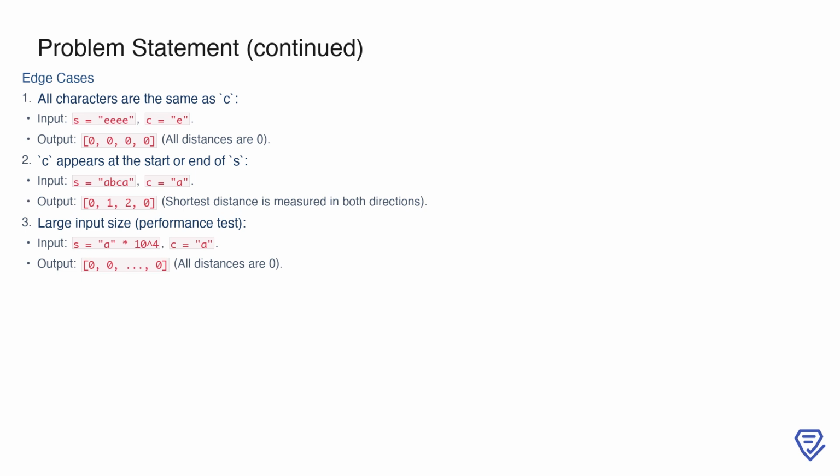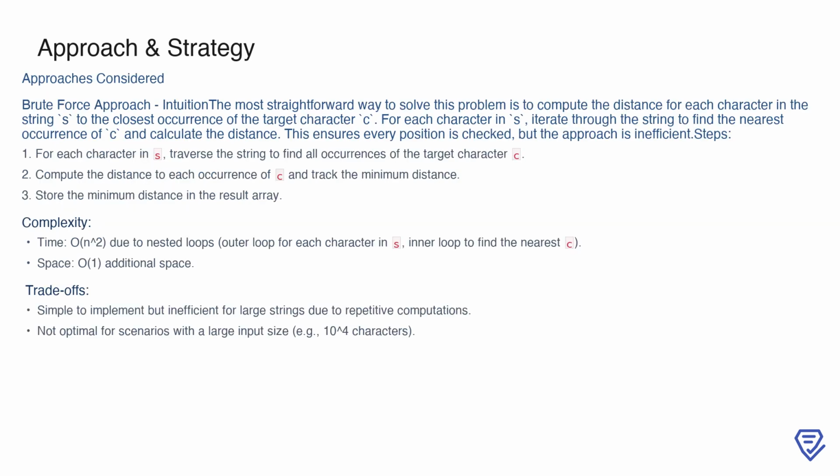These examples highlight the importance of accounting for different scenarios while ensuring that the solution is efficient even for large inputs. To approach this problem, the most intuitive method we might consider is the brute force approach. Here, the idea is to compute the distance for each character in the string S to every occurrence of the target character C. For each character in S, we traverse the string to find all the positions of C, calculate the distances to each, and take the minimum.